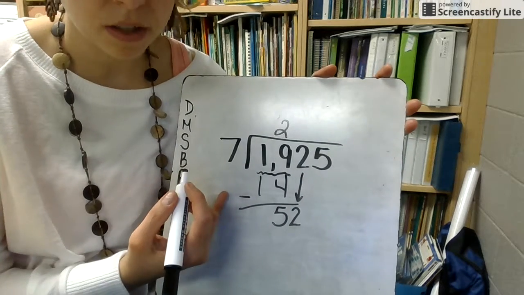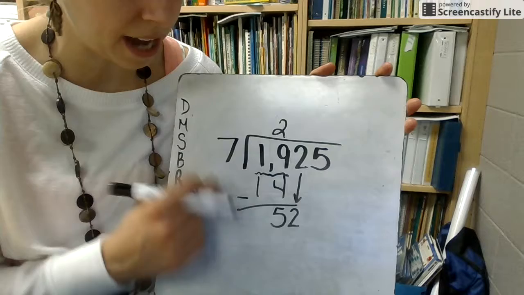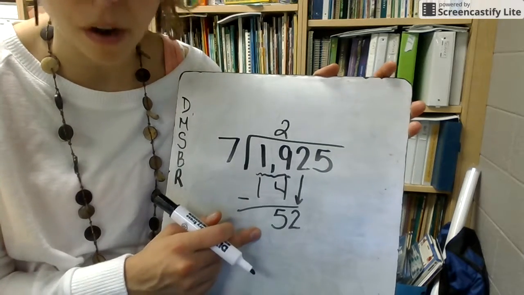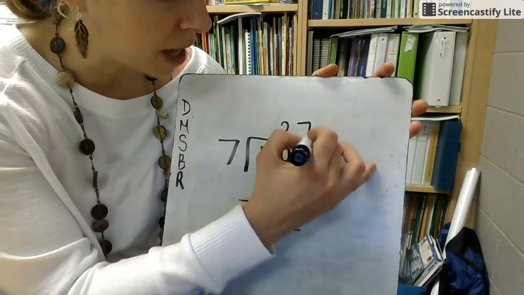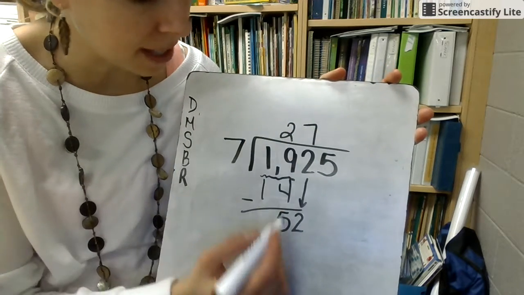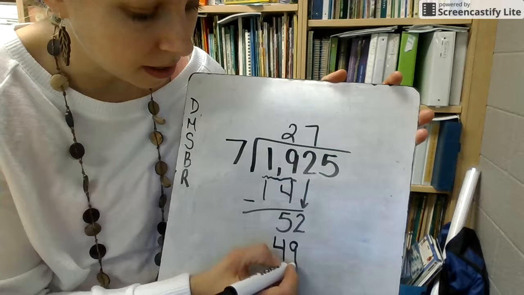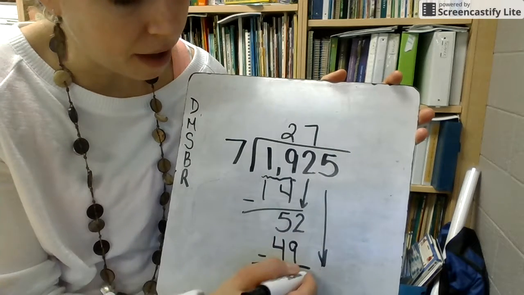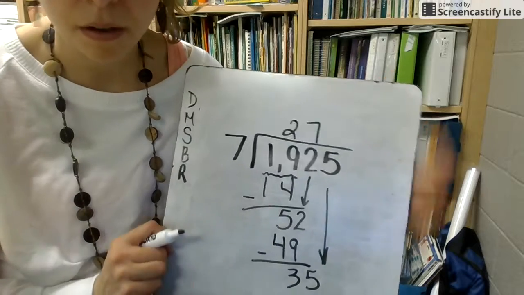I know my 7s, so I know 7 times 7 is 49, and 49 is as close as I'm going to get without going over. So I'm going to put a 7 up top. When I multiply back in, 7 times 7 is 49. I subtract and I get 3. I bring down my 5.